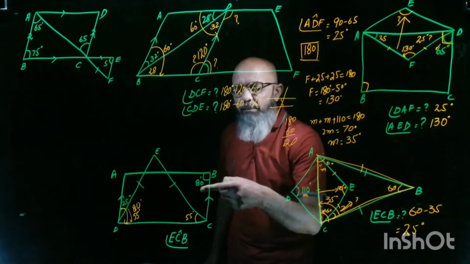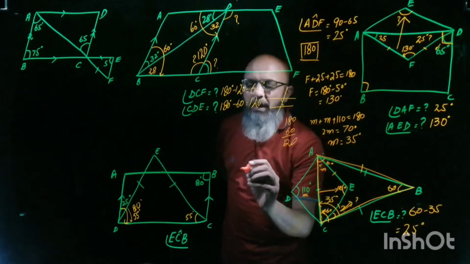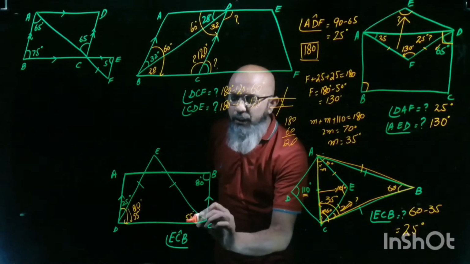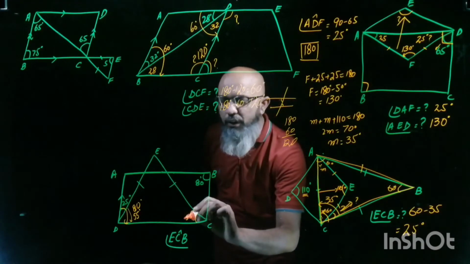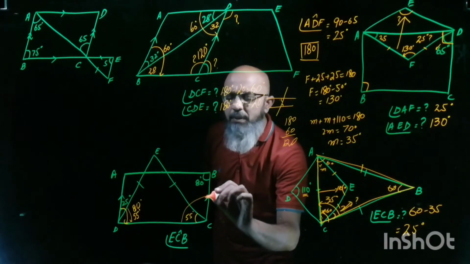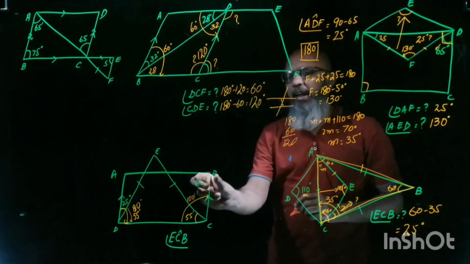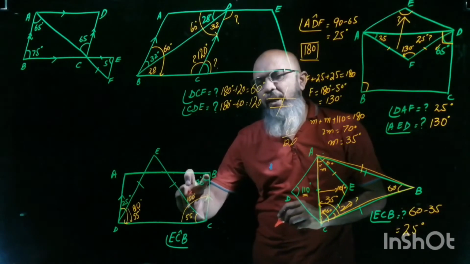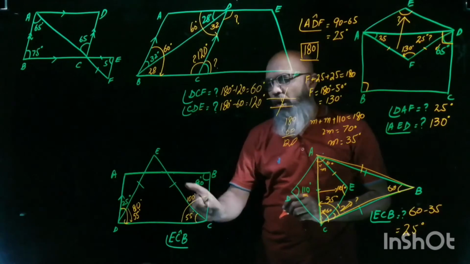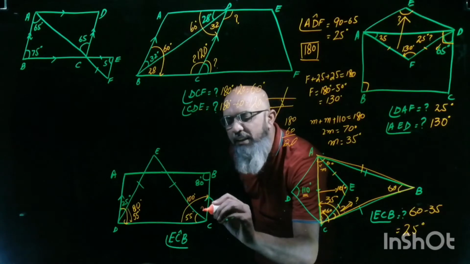So the sum of these two angles must be equal to 180. If I subtract 80 from 180, we will get this whole angle DCB. It's a very easy calculation: the whole angle comes to 100 degrees, right? This is 80 and this angle will be 100 because the sum of these two angles is 180. So now we have to find angle ECB. We have to find only this angle.